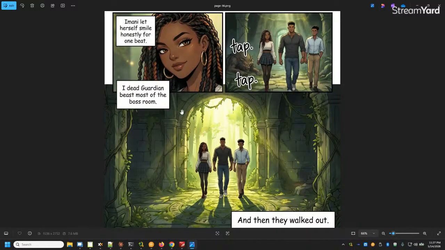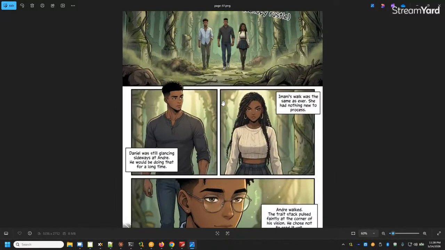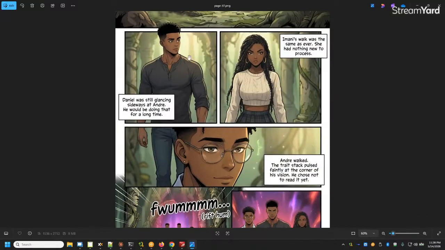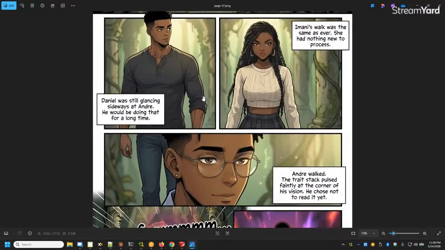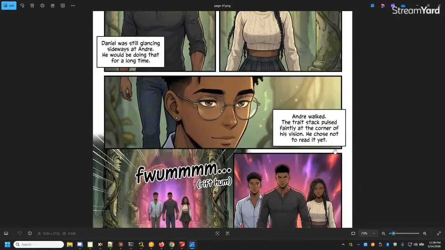One dead Guardian Beast, most of the boss room, and they walked out. Daniel was still glancing sideways at Andre. He would be doing that for a long time. Imani's walk was the same as before. She had nothing new to process. Andre walked. The trait stack pulsed faintly at the corner of his vision. He chose not to read it yet.